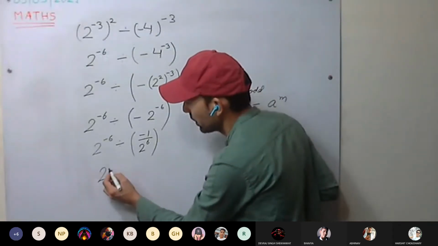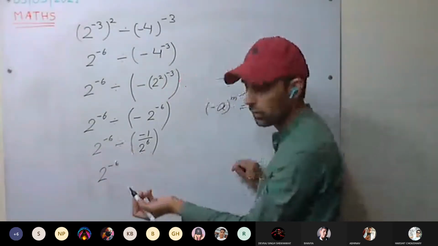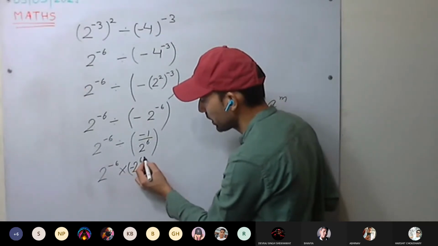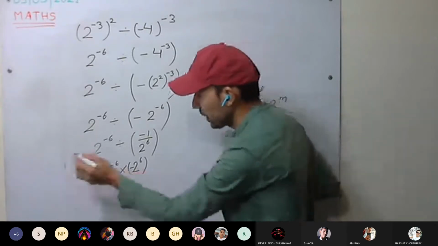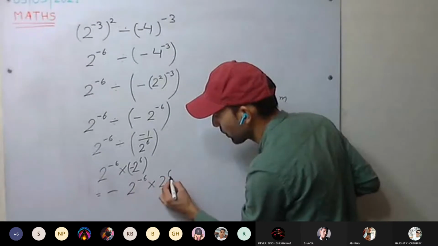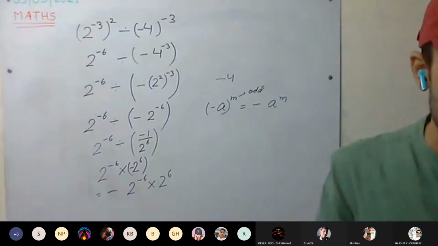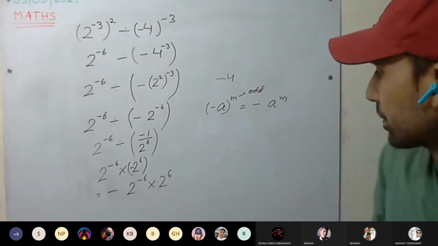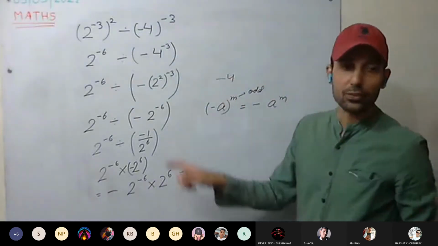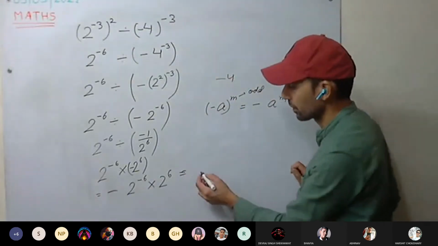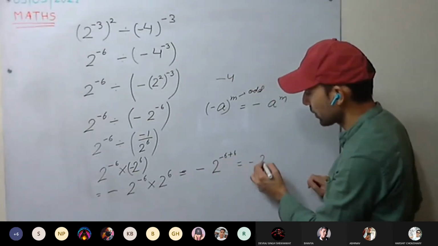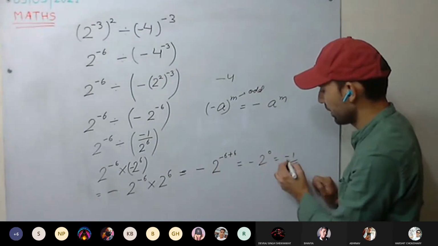Next one, 2 raised to power minus 6. Divide we can remove, into minus 2 raised to power 6, and the minus will be outside. This can be written as minus 2 raised to power minus 6 into 2 raised to power 6. How much are we getting? Anyone who hasn't understood, just let me know. Minus 2 raised to power minus 6 plus 6, minus 2 raised to power 0. It will be minus 1.